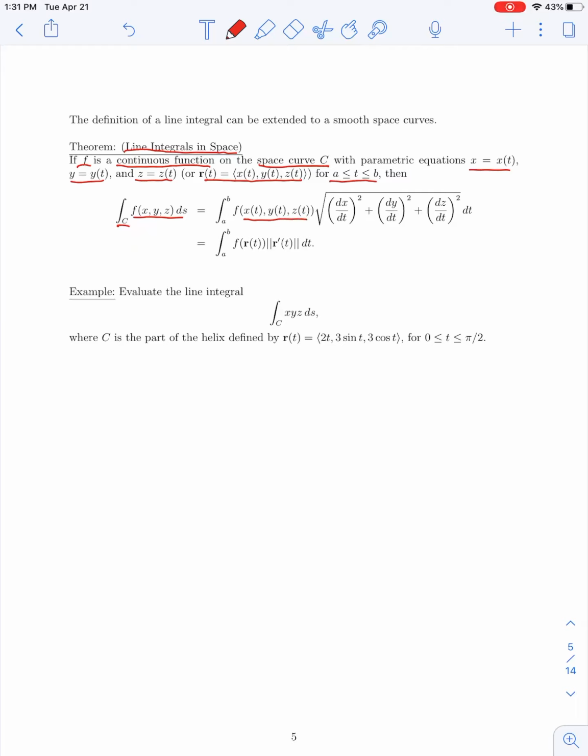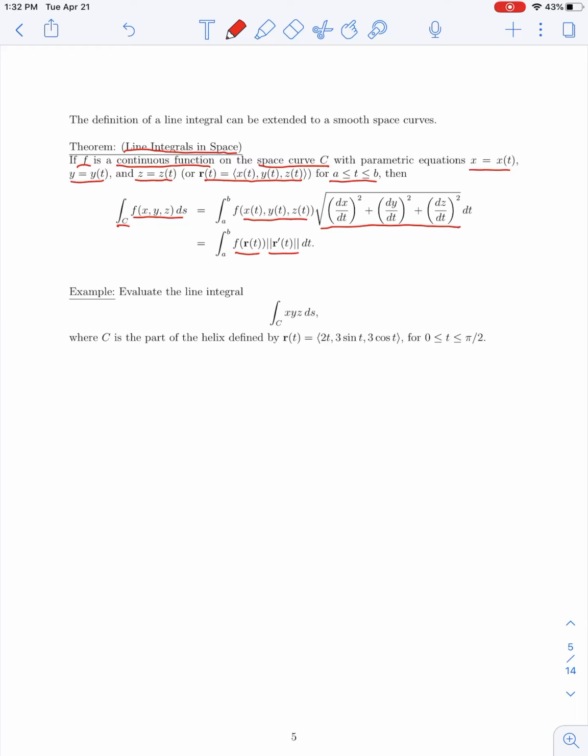We would replace the values of x, y, and z in our function by the parametric equations for x, y, and z in terms of t, and then multiply by the differential of arc length, ds, which for a function of 3 variables is given by the square root of the sum of the derivatives of x, y, and z squared, times the differential of t, or in the more concise form, f evaluated at the vector function r of t times the magnitude of r prime of t, which would be the square root of the sum of the derivatives of x, y, and z squared. So let's look at an example of this.